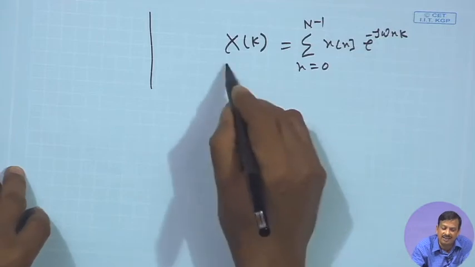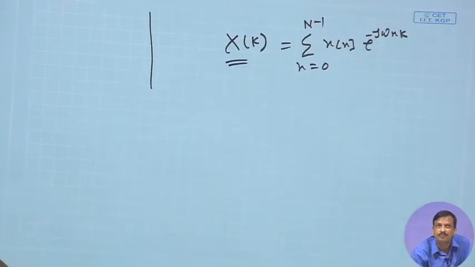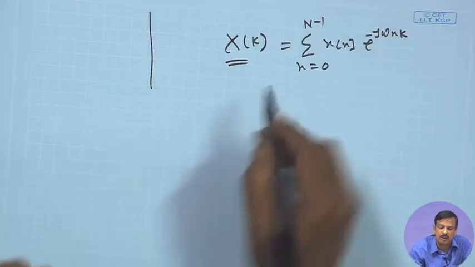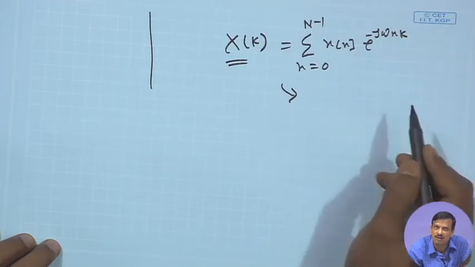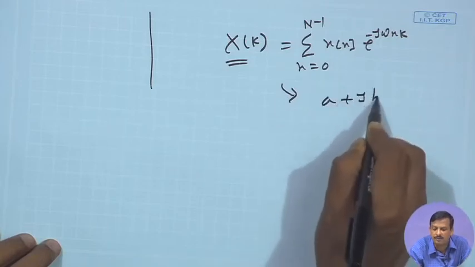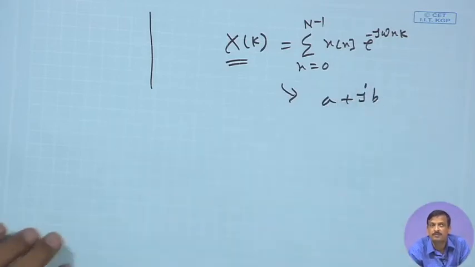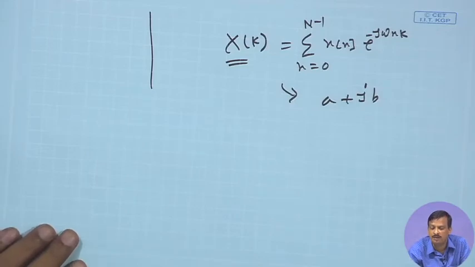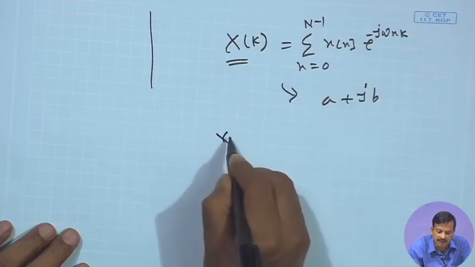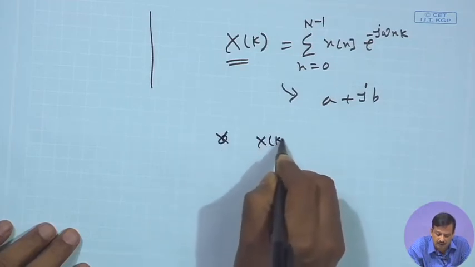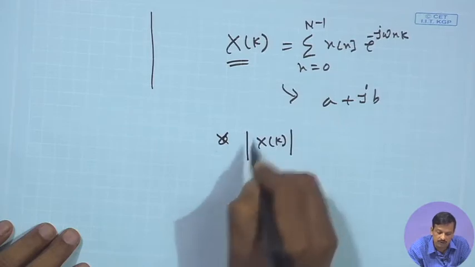Okay. Now, X[k] is a complex signal. A complex signal has an amplitude and a phase. So, I can write this signal as a cosine and sine part, a plus jb. If it is a plus jb, then I can say X[k] has a magnitude response, which is defined like so.